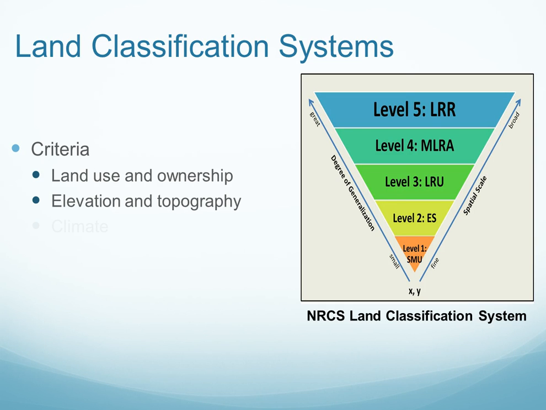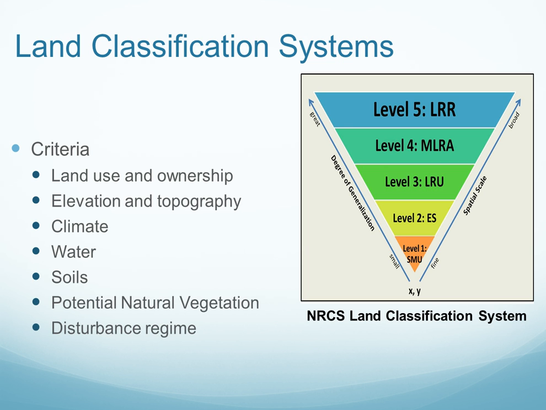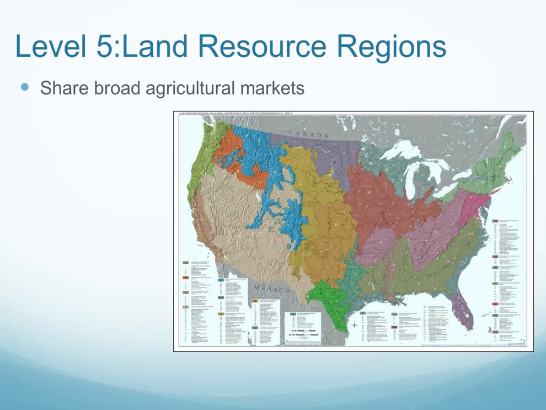The criteria that the NRCS land classification system uses for land classification varies at the different levels, but it incorporates land use and ownership, elevation and topography, climate, water resources, soils, potential natural vegetation, as well as typical disturbance regimes. At the broadest scale, we have the land resource regions. In the United States, there are 28 land resource regions, and these are generally defined by broad agricultural markets.